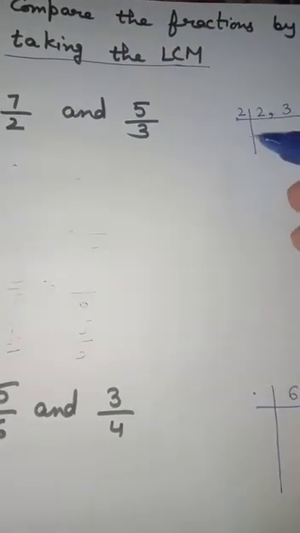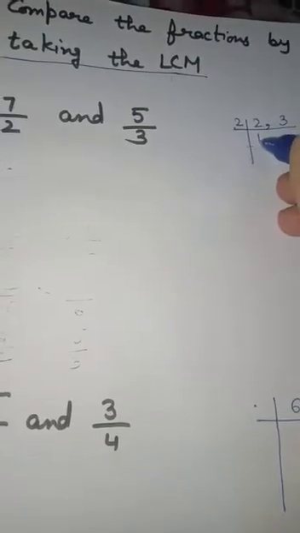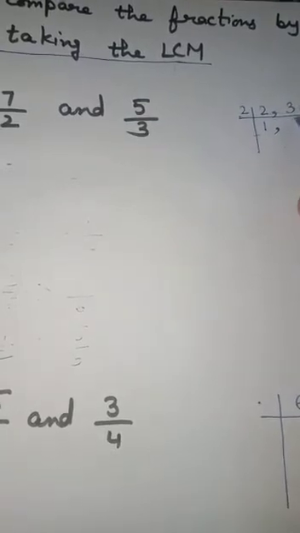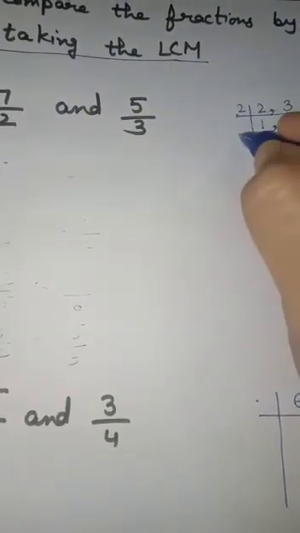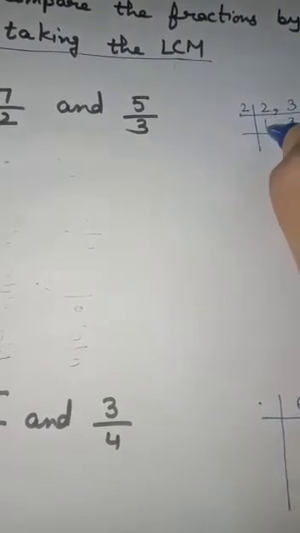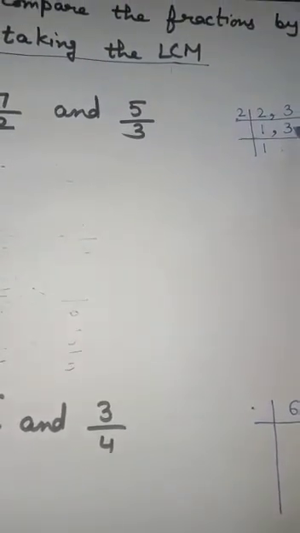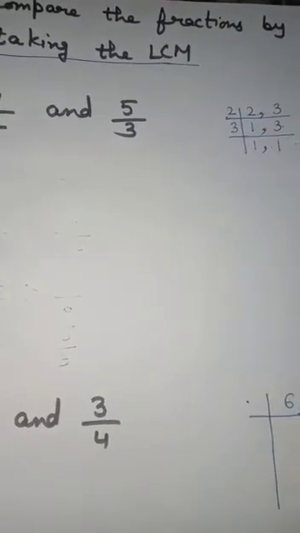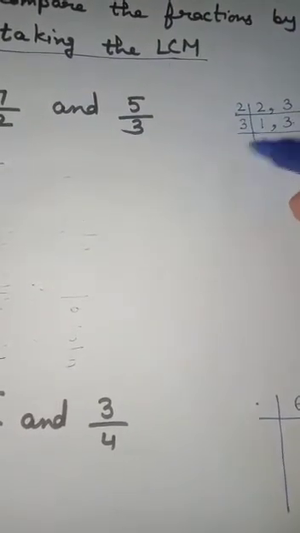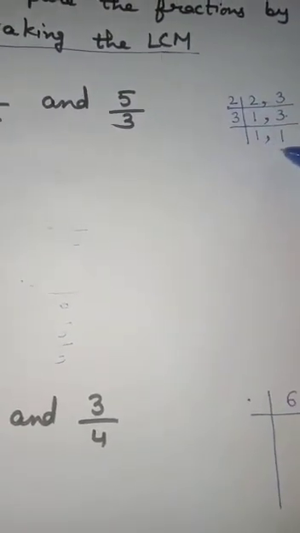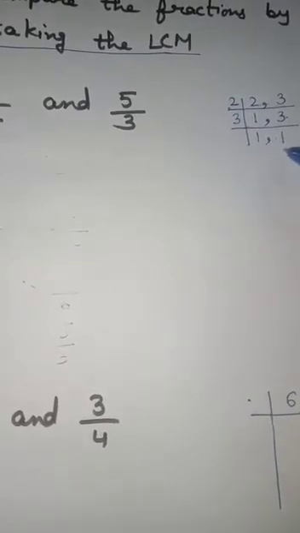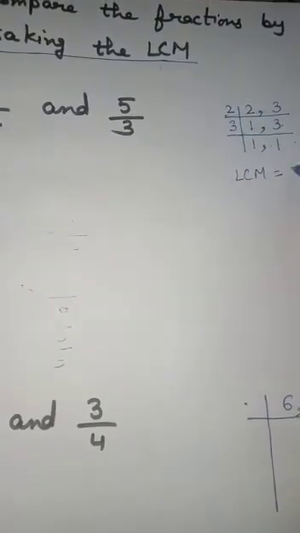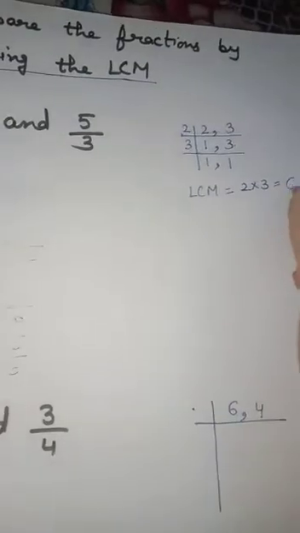Starting with the first prime number 2, 2 divides 2, the answer will be 1. 3 divided by 2, not possible, so 3 will remain as it is. In the next step, the number which is already 1 will remain as it is. Now 3 can be divided by 3. So 3 divides 3, the answer is 1. We keep on repeating these steps till we are left with all ones. As soon as we have all ones, we write the LCM, which is the multiplication of these two numbers, 2 multiplied by 3, which is 6.